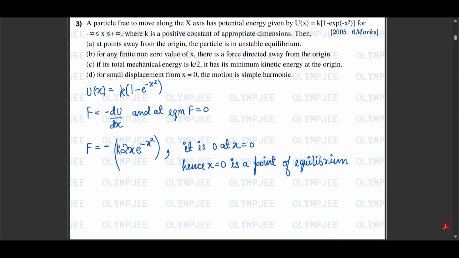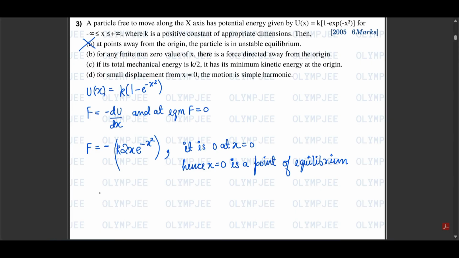So if we see option A, it says that at points away from the origin, the particle is in unstable equilibrium. No, this is wrong, because at points away from the origin, there is no equilibrium. Equilibrium is only at the point of origin, and no other point has equilibrium. So A is definitely wrong. We don't even need to check if it is unstable or stable, because there is no equilibrium when x is not equal to 0. So now for any finite non-zero value of x, the force is always directed away from the origin.